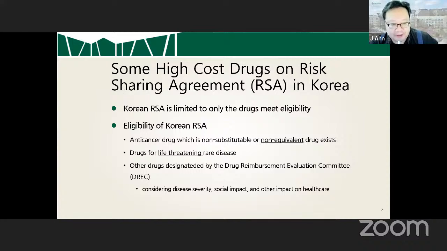And drugs for life-threatening rare diseases are also eligible for risk sharing. Again, life-threatening is defined in HIRA regulation. And there are other drugs designated by the Drug Reimbursement Evaluation Committee, but that is very rare. I do not recall any drug actually designated for this risk-sharing track.